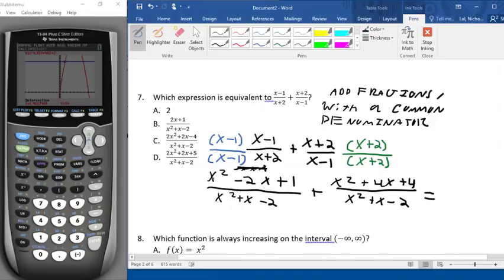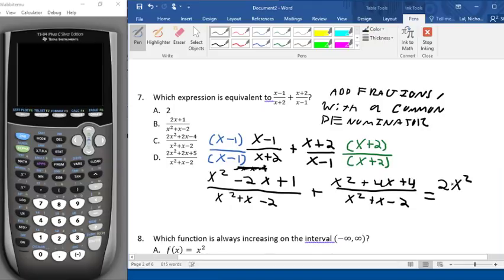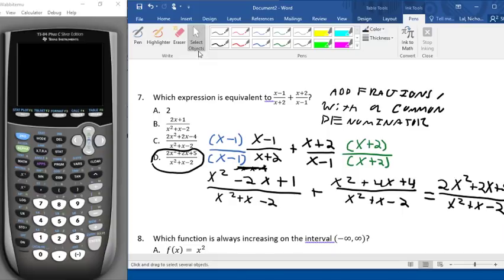And we can combine like terms. X squared plus x squared is 2x squared. Negative 2x plus 4x is 2x. And 1 plus 4 is 5. And then you have the same denominator, x squared plus x minus 2. So do we have 2x squared plus 2x plus 5 over x squared plus x minus 2? We do. That is answer choice D. All right. So that's problem 7.